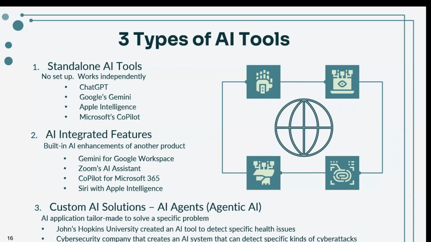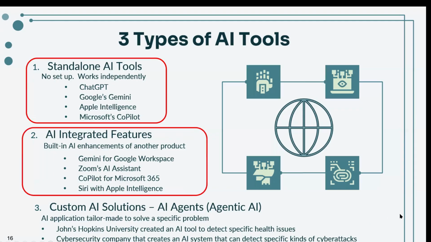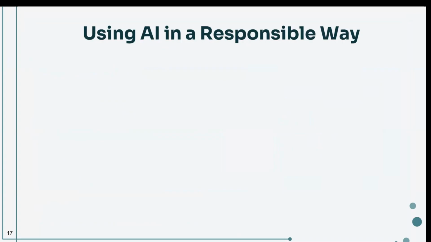AI applications tailor-made to solve specific problems. Johns Hopkins University actually has an AI tool to detect specific health issues. So that would be a health agent or agentic AI tool. Cybersecurity companies create AI systems that can detect specific kinds of cyber attacks. Agentic AI is where we're heading as we move forward. So those are the two big ones. And then agentic or agents, AI agents, those are the ones that you're going to be interacting with as we move forward. So let's talk about using AI in a responsible way.